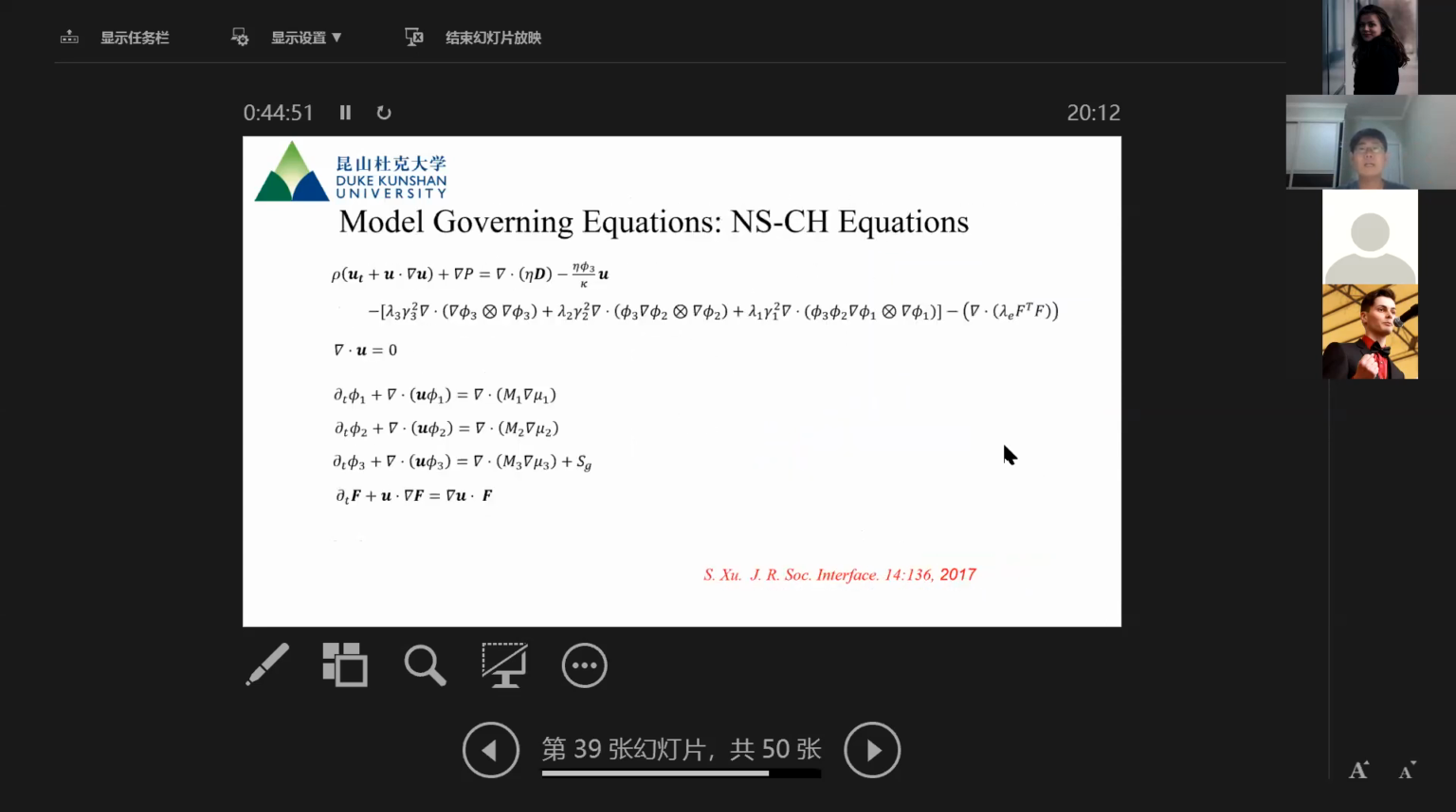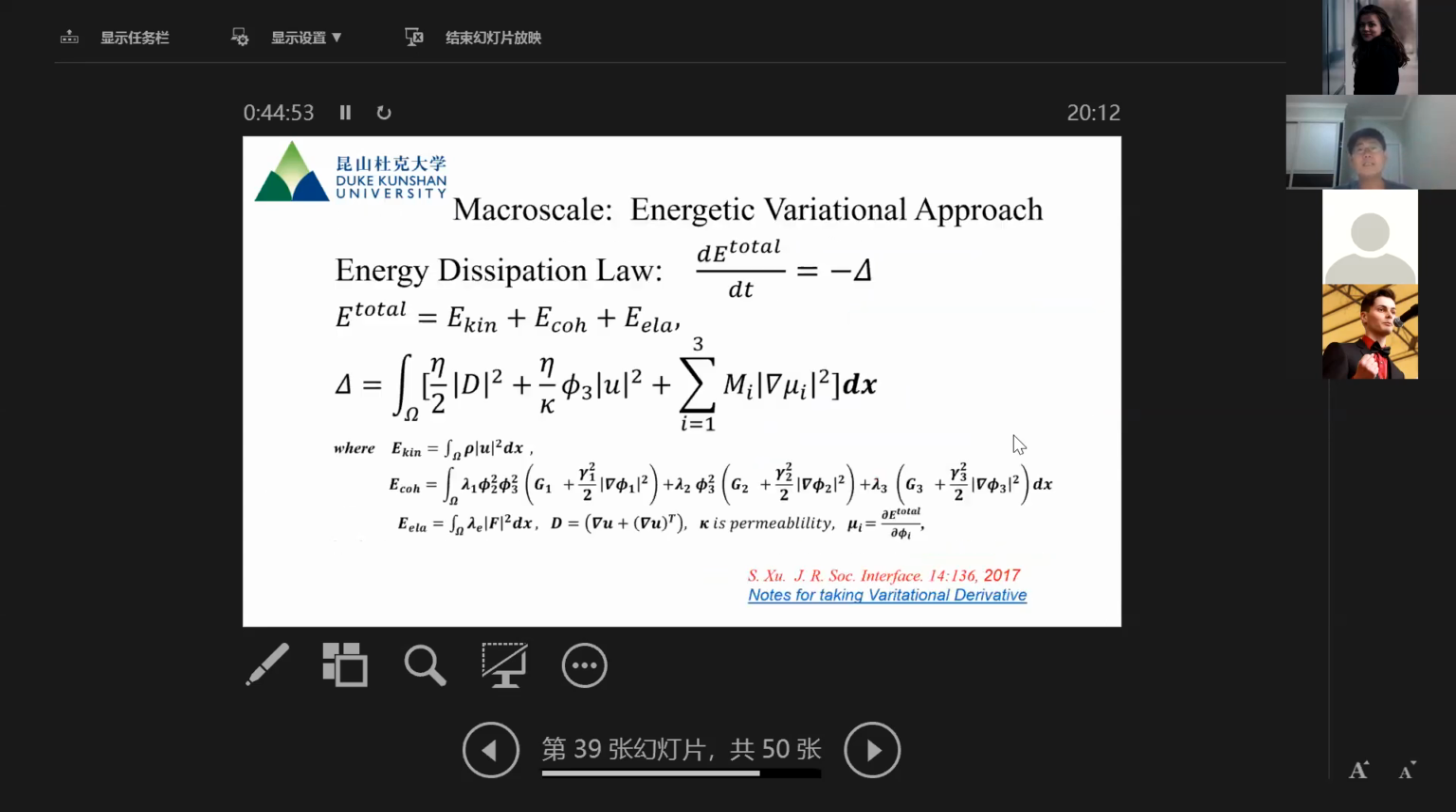Okay, so the model is derived by the method called the energetic variational method. If you took my Math 101 class, in the beginning, I told you the story about what I did in my research.